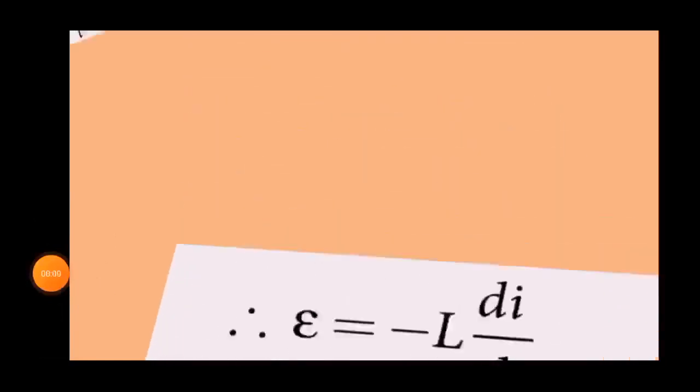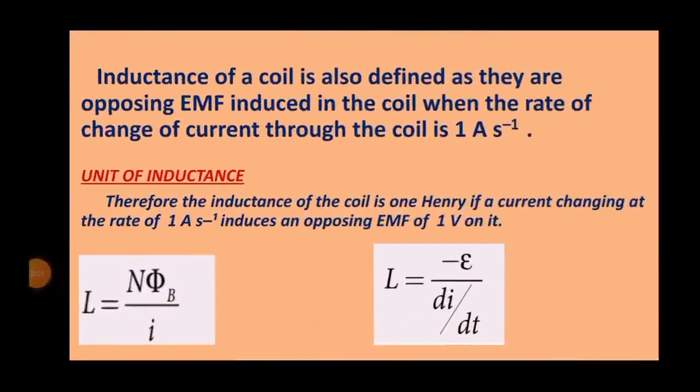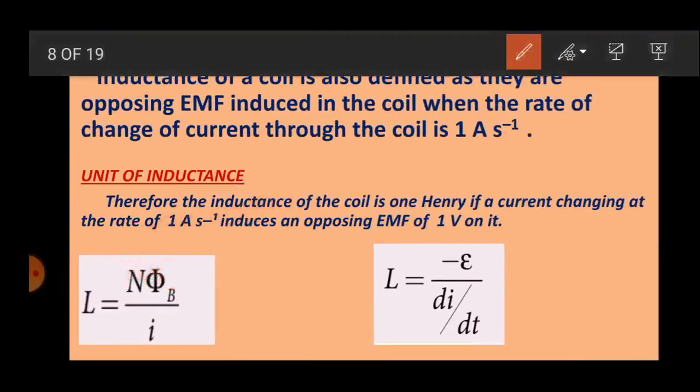Next, we are going to calculate the unit of inductance. Now listen to it. This is the inductance of the coil: L is equal to N phi B divided by I. Already you know that. What is the unit of magnetic flux phi B? This is nothing but Weber. Divided by, what is the unit of current? Ampere. Therefore, the unit of self-inductance of the coil is Weber per ampere.